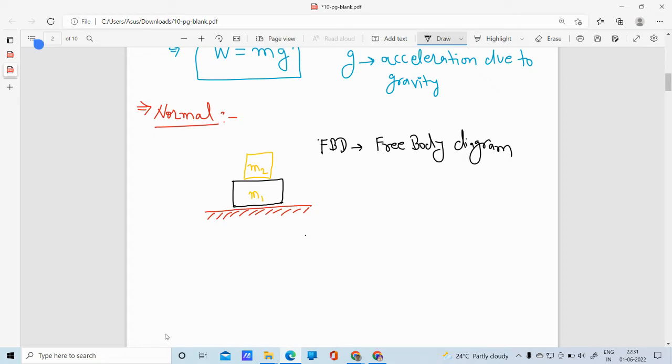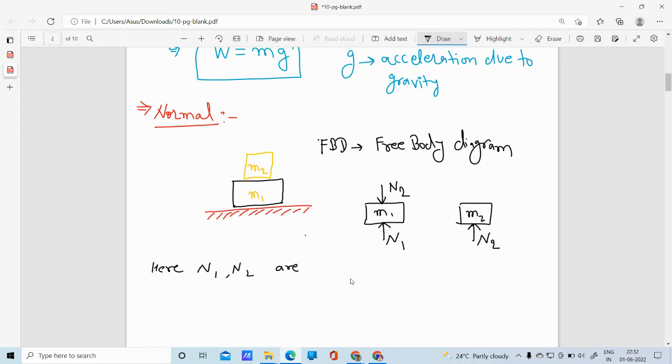To make a free body diagram, the simple thing is: for mass m1, there is the anti-reaction by mass m2, suppose this is n2, and by the surface this is n1. For m2, only n2. Clear? This is the normal reaction. So here n1 and n2 are the normal force or reaction.